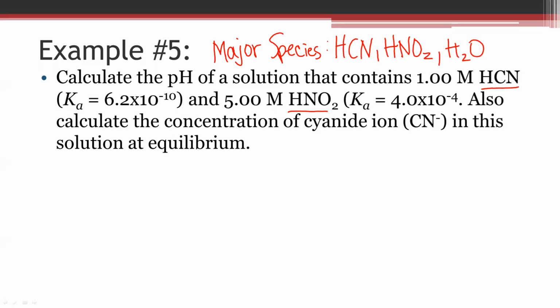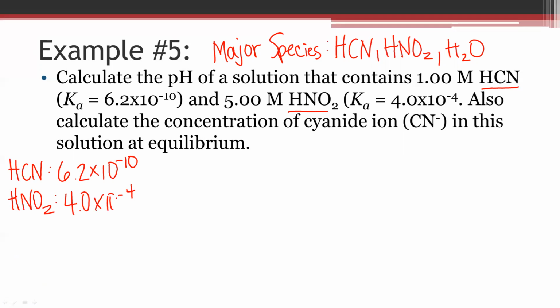Okay, so let's compare K values, because it's Kw for water, of all these things. The HCN has the Ka of 6.2 times 10 to the negative 10. The nitrous acid has a Ka of 4 times 10 to the negative 4. And water, since we're comparing here, Kw is 1.0 times 10 to the negative 14. Something to remember from before.